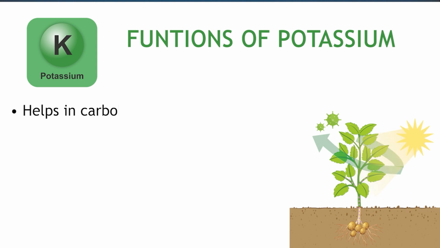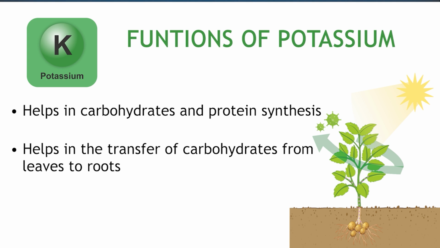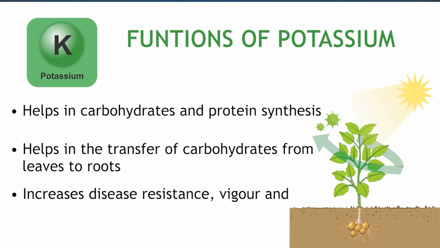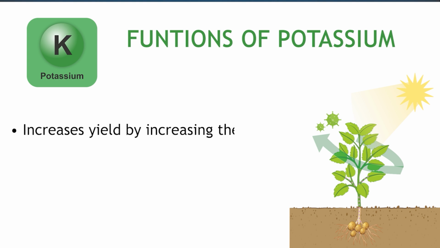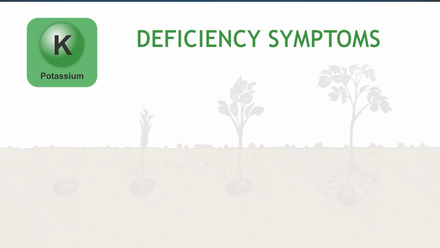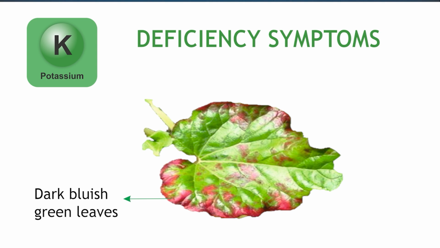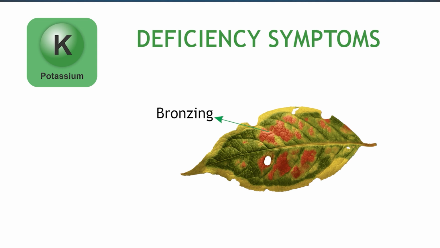Third, potassium. Its functions are: helps in carbohydrates and protein synthesis, helps in the transfer of carbohydrates from leaves to roots, increases disease resistance, vigor and hardiness to drought and frost, increases yield by increasing the size of tubers, hence it is important for processing cultivars. Its deficiency symptoms coincide with the onset of tuber initiation. Deficiency symptoms appear as dark bluish green leaves and shortened internodes. Terminal leaves show bronzing accompanied by necrotic spots.